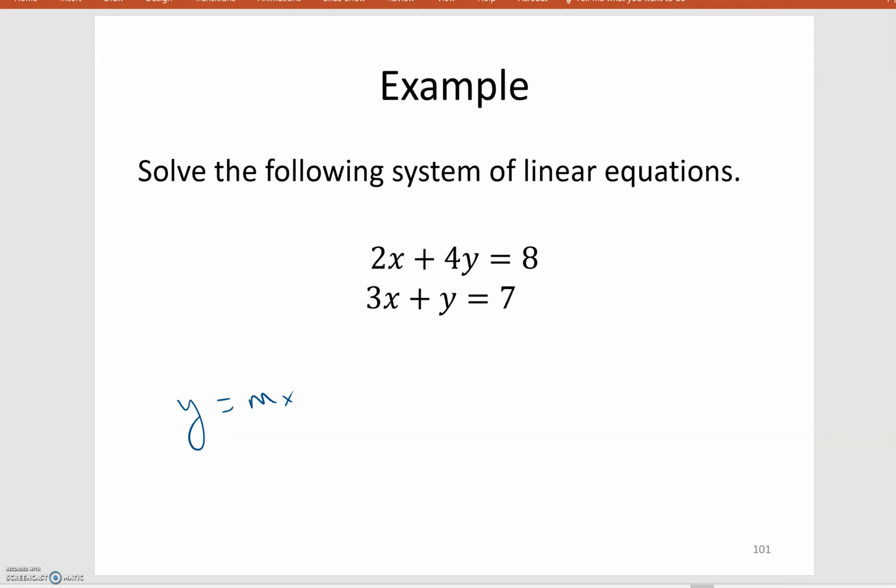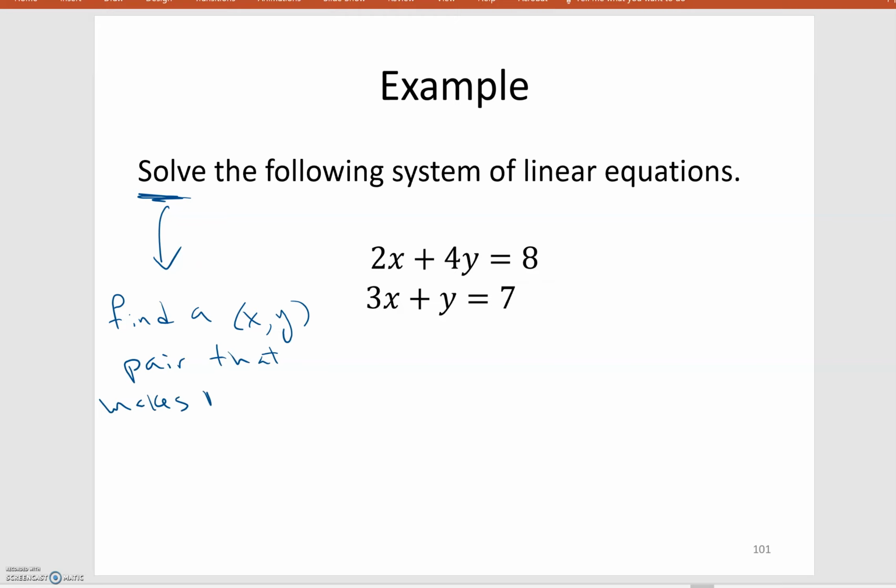Okay, and so to solve a system of linear equations, what does this mean? This means to find an xy pair that makes both equations true. So that's all we mean when we say to solve a system of linear equations.